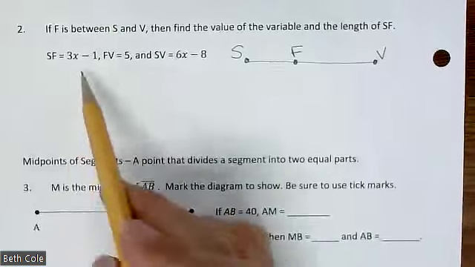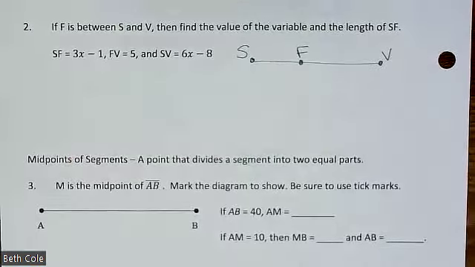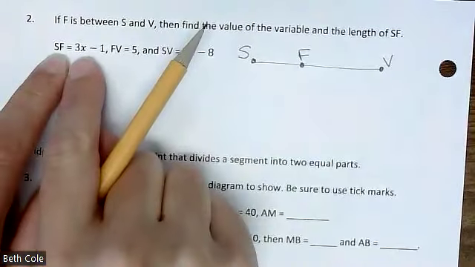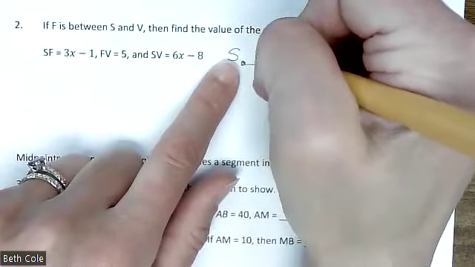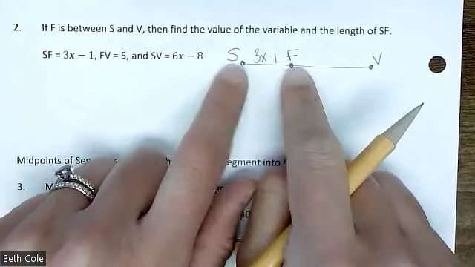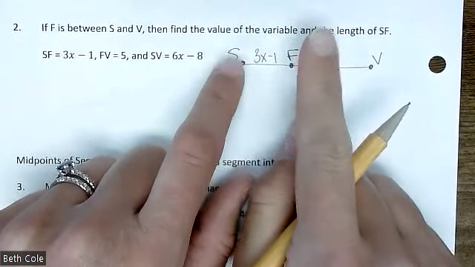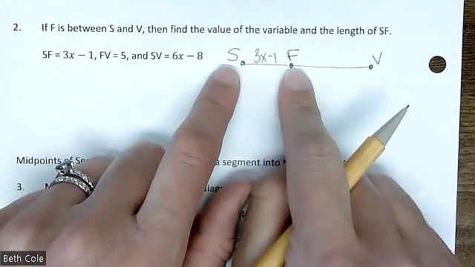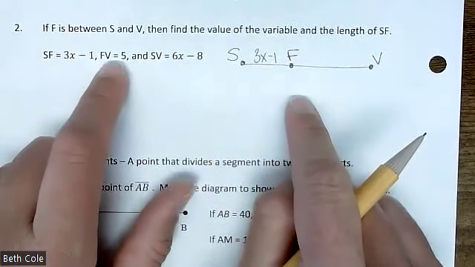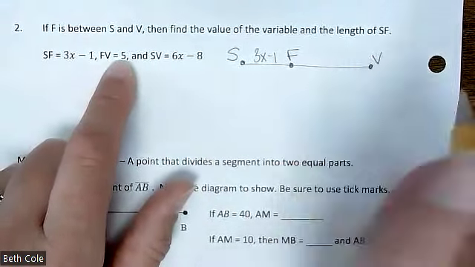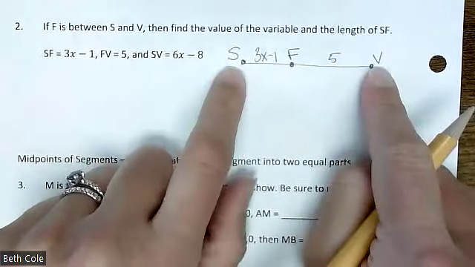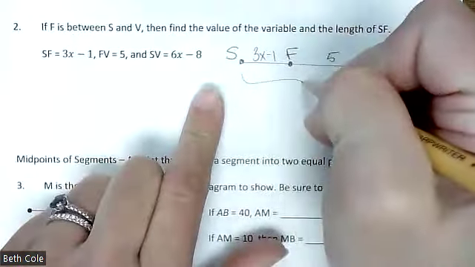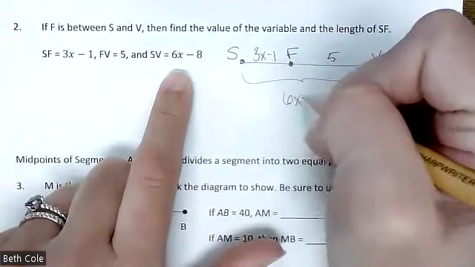Now we're going to fill all this in. Do I have to draw the picture? Yes, that's part of it. SF, so from here to here, is 3x minus 1. So let's label that 3x minus 1. Go ahead and label your picture. Geometry is pictures and shapes and labeling stuff. FV, that's this part, is 5. And SV, that's the whole thing, is 6x minus 8.